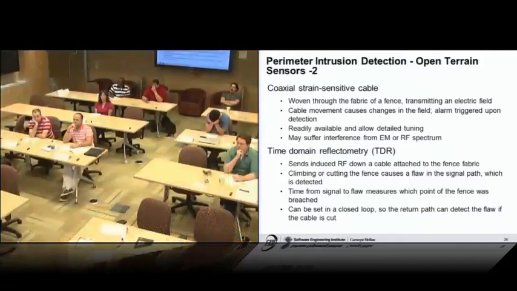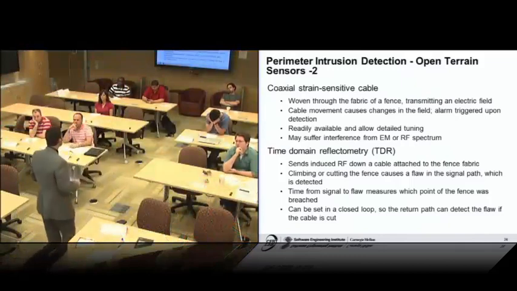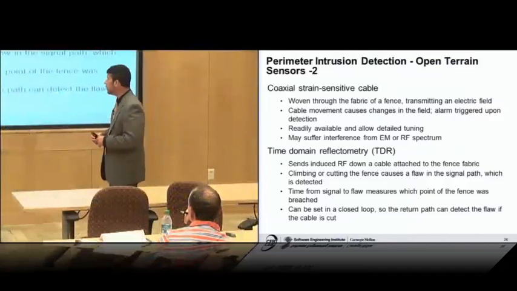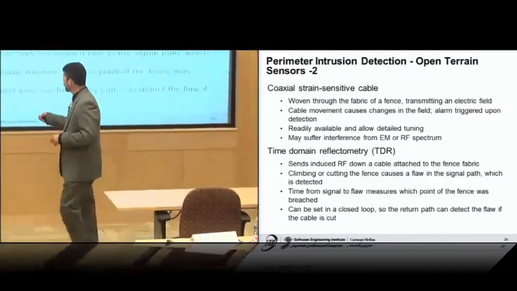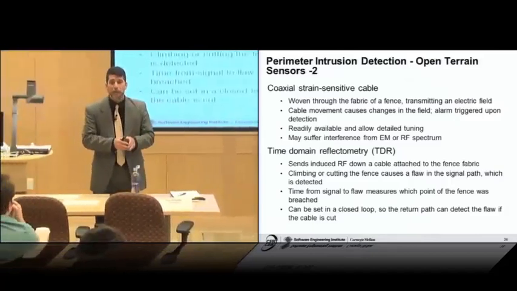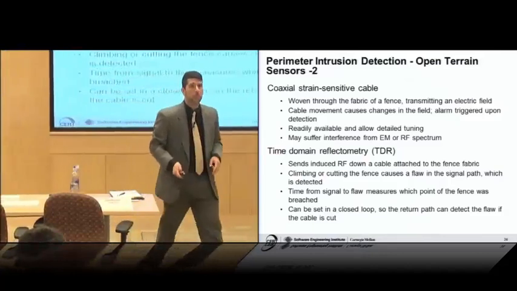Good. And not only does it tell you that there's an attempt to intrude, but it tells you something else. Where? Along that fence, because it can measure the time from that signal to that flaw. So you can actually send response in a much more effective manner, which is pretty cool. You also can do it in a closed loop so that even if the cable itself is cut, you know where it was cut along that line. Good.